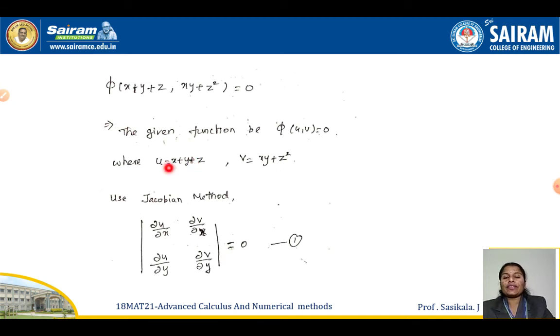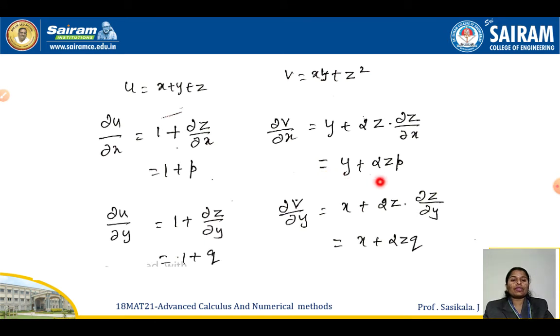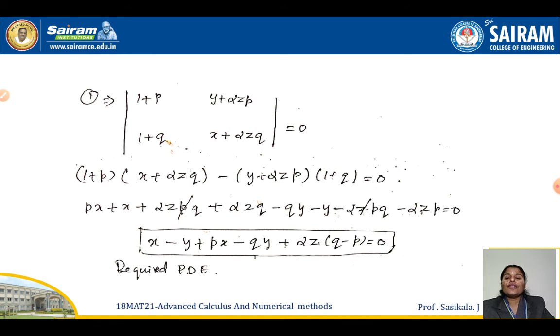Dou u by dou x, what is that? 1, y will be 0, z will give p. Then with respect to y, I'll get 1 plus q. Then dou v by dou x, I'll get y plus 2z into p, and dou v by dou y is x plus 2zq. Now substitute into the equation, then do the determinant. Easily you can reach your required result. Just simplify. I made it in the format of the standard one. That's why I have written like this. 2z is common, I have taken it.